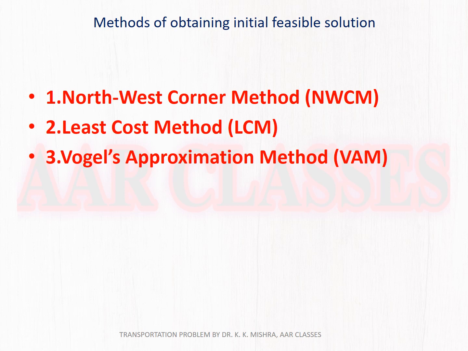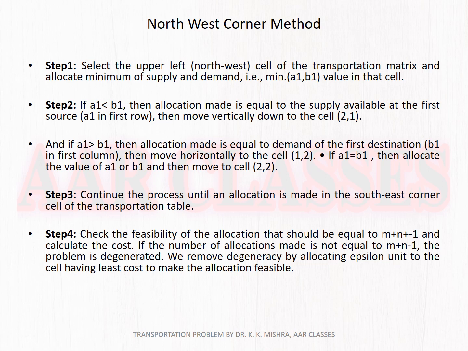As discussed, there are three methods available to find the initial solution: northwest corner method, NWCM, least cost method, and Vogel's approximation method. Let us now go into detail. Northwest corner method. Step 1. Select the upper left, northwest cell of the transportation matrix and allocate the minimum of supply and demand, that is, the minimum of A1 or B1 value in that cell.